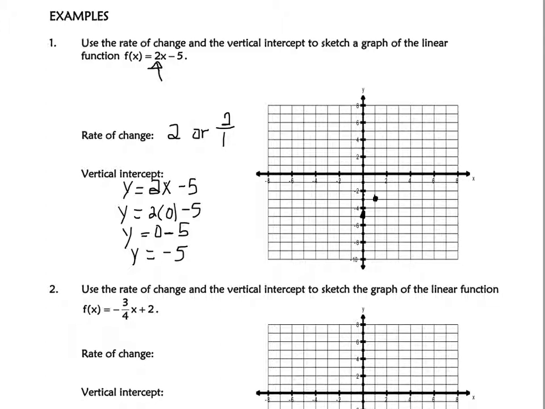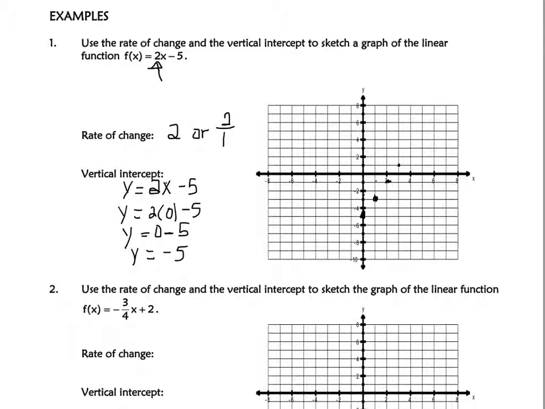Up 2, and then to the right 1. Up 2, and to the right 1. So that would give us a vertical change of 2 and a horizontal change of 1. And there's your graph.